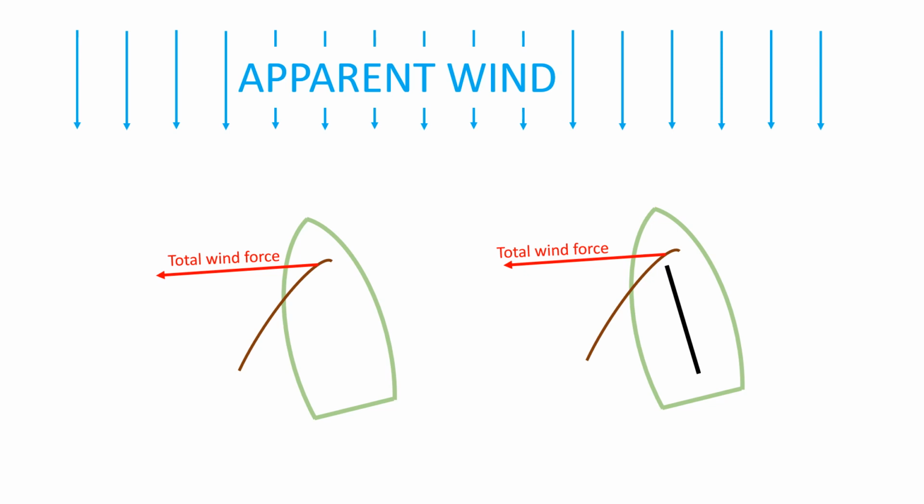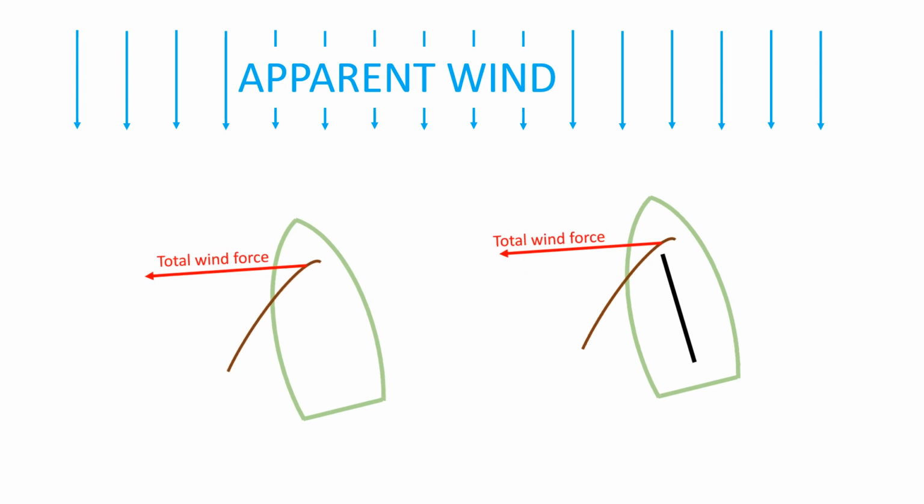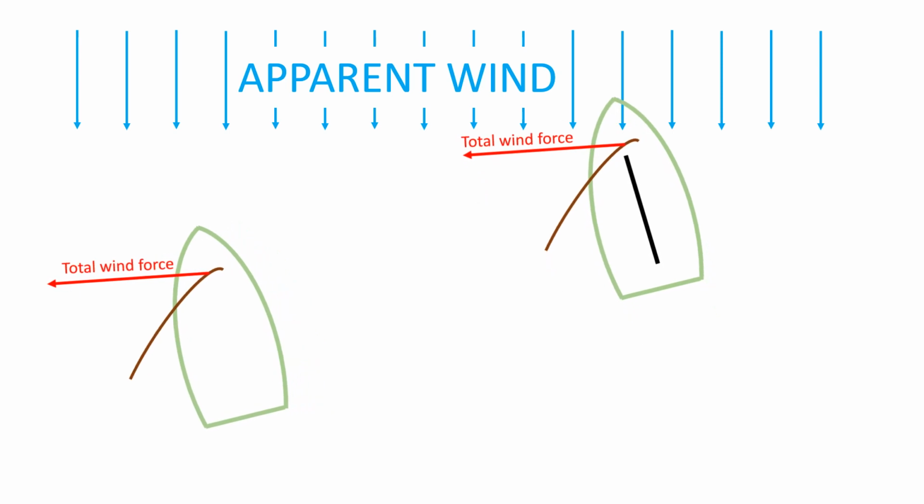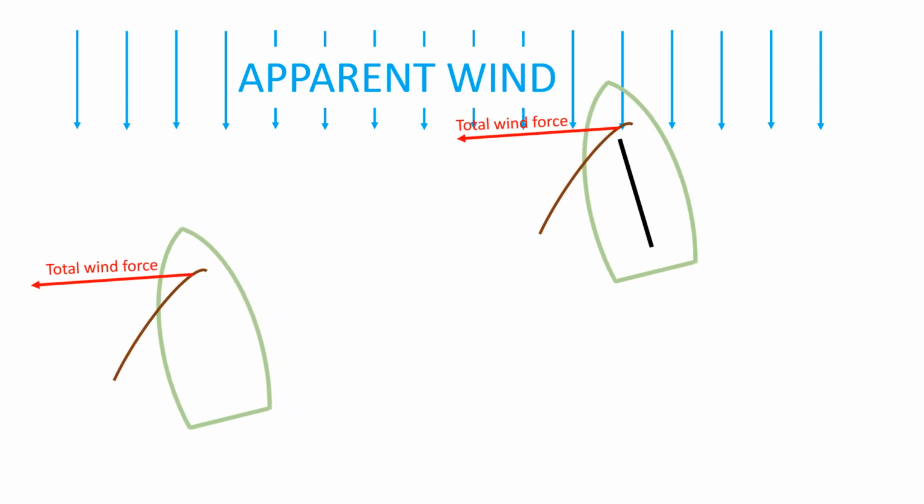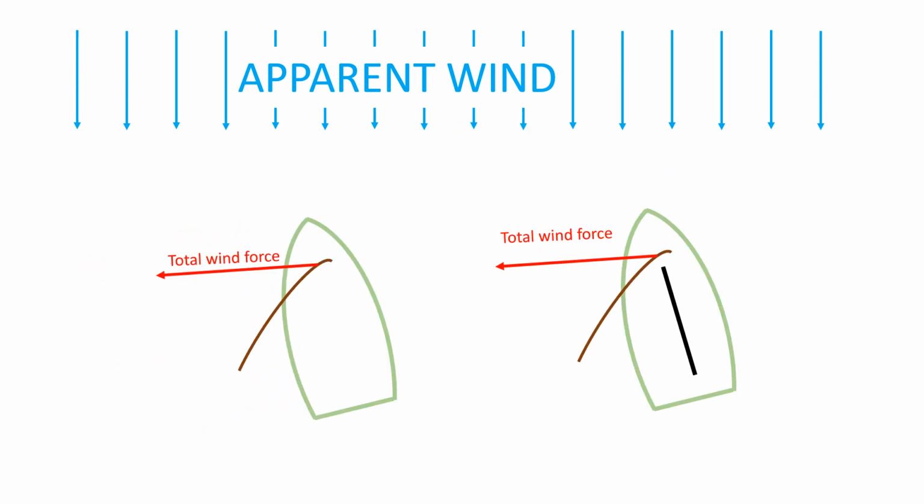Now, let's see the two different paths that they take. The only horizontal force that was acting on the left boat was the total wind force. Therefore, the boat was pushed in the direction of that force. In the right boat, the reaction force of the keel, the black arrow, was acting in addition to the wind's total force. The total wind force had two components.